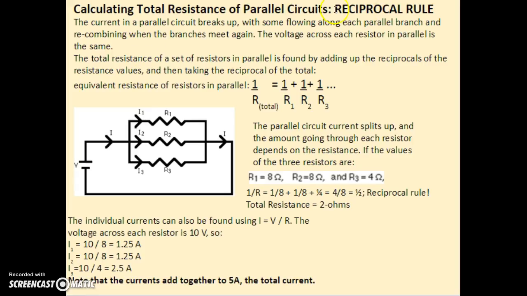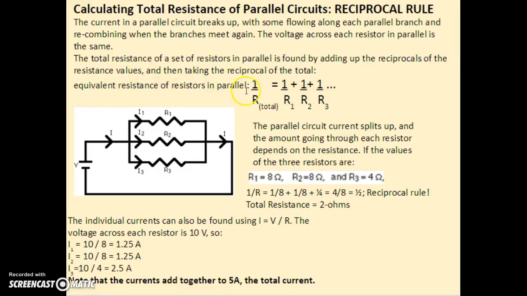The way I'm going to show you to solve for the total resistance of parallel circuits is called the reciprocal rule. Now some people choose this way over the other way. The current in a parallel circuit breaks up, with some flowing along each parallel branch and recombining when the branches meet again. The voltage across each resistor in parallel is the same. So the total resistance of a set of resistors in parallel is found by adding up the reciprocals, that's 1 over each of the resistance values, and then taking the reciprocal of the total.